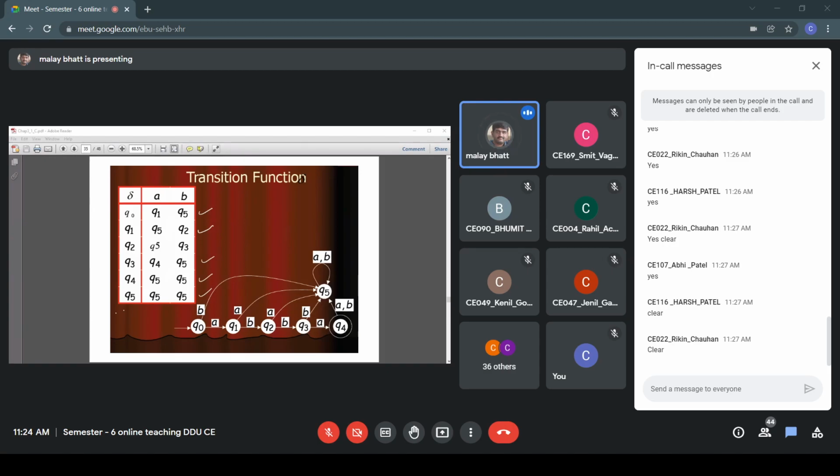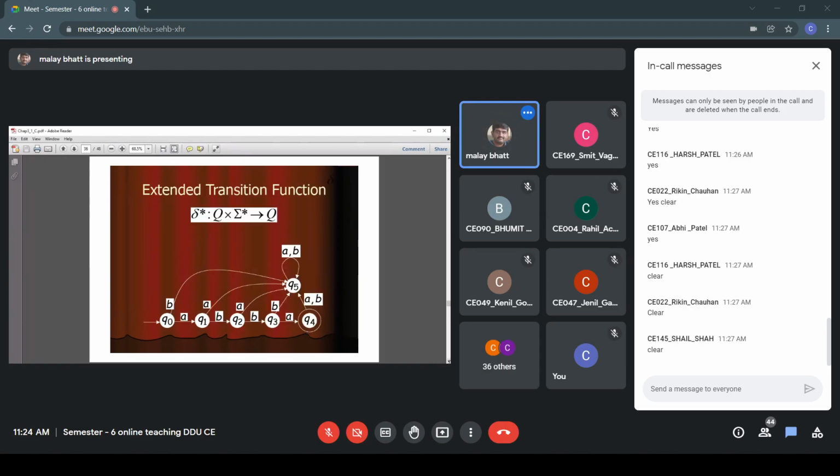Okay, so let us proceed further. We have the extended transition function. It is somewhat interesting. Q cross sigma star will give us Q. So what it tells is that we have a state, and if you take more than one symbol, Q cross sigma star, because sigma star means if you take more than one symbol together, then it will also give the output as Q. So that is defined as delta star.